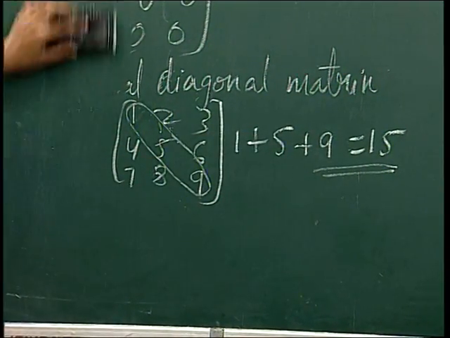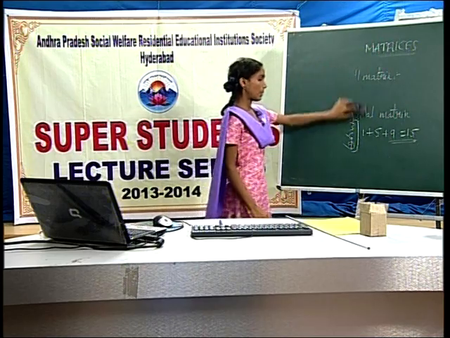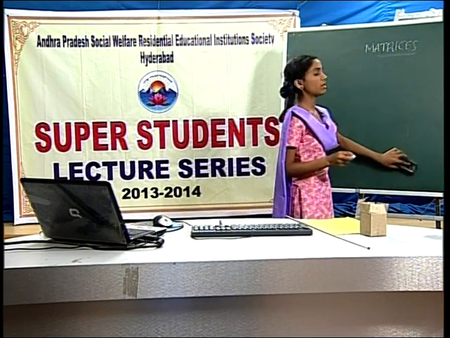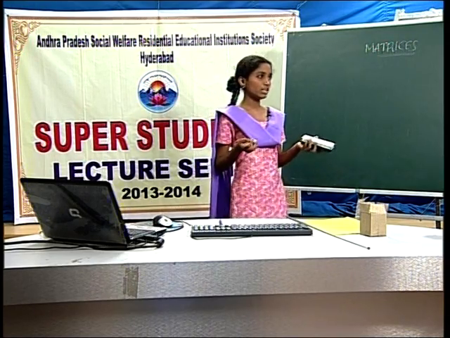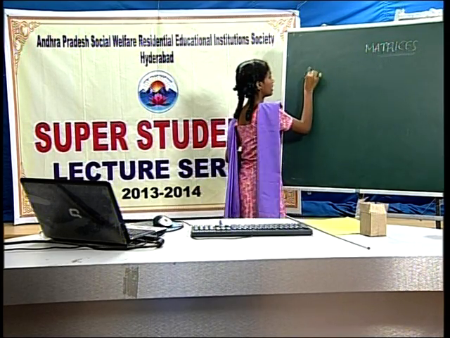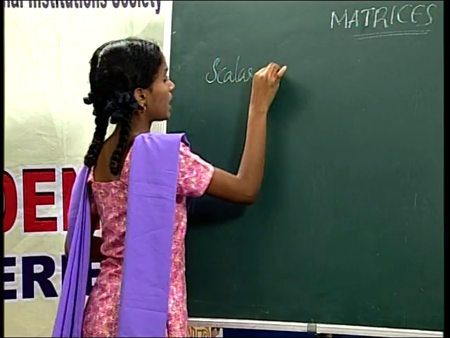Next, scalar matrix. In a scalar matrix, the elements in the principal diagonal are equal and the rest of the others are 0. Then it is called a scalar matrix. See here, scalar matrix.